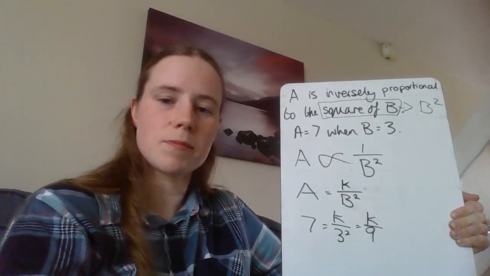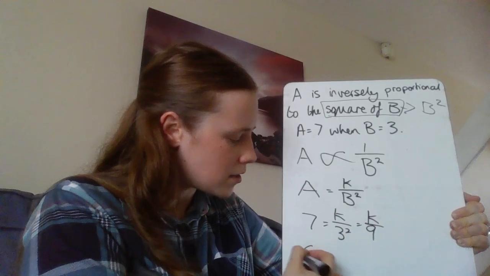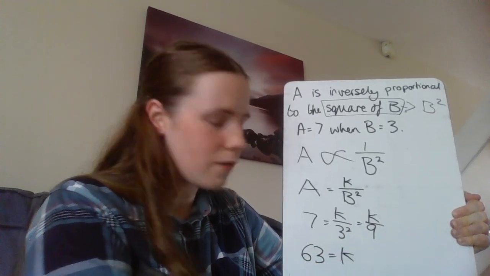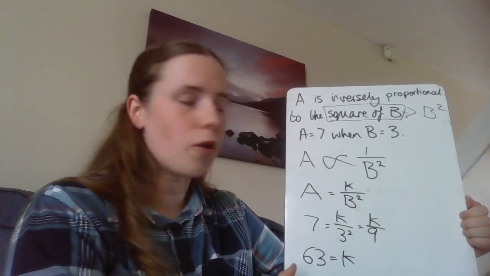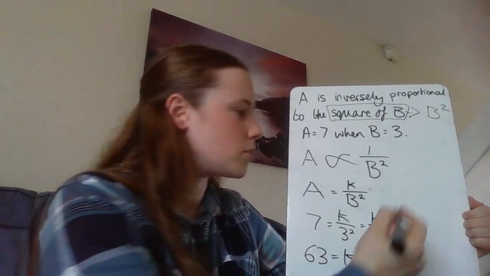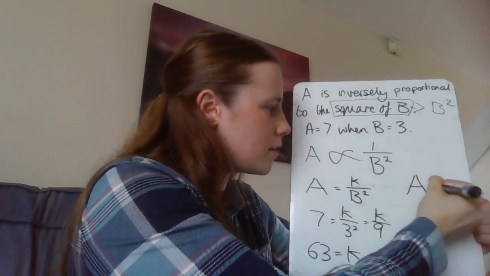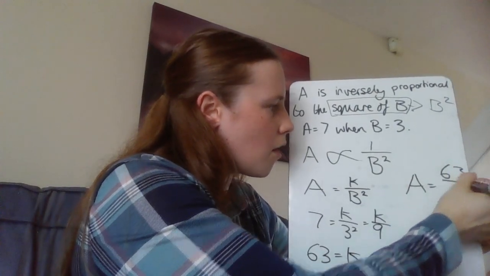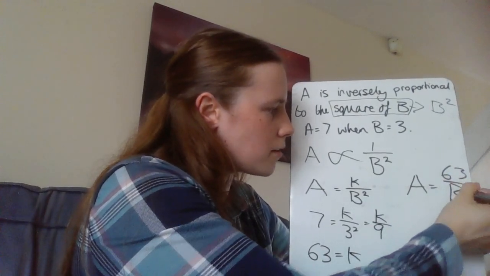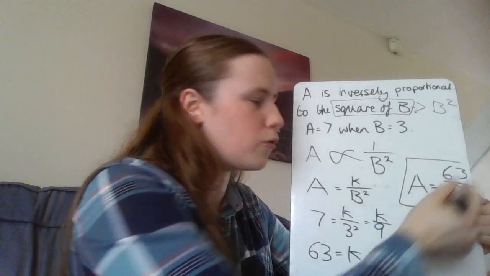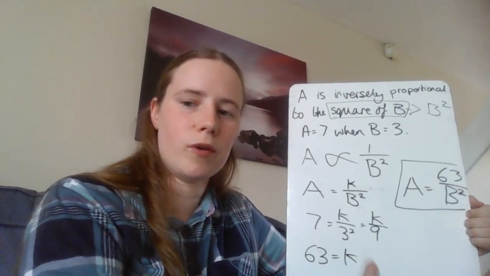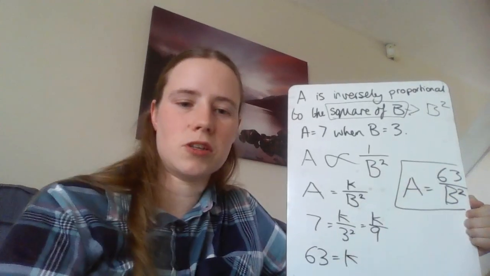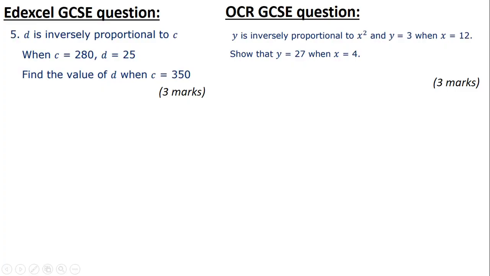I've got to times both sides by 9, so you should get 63 out as the k value. Once you've got 63 as the k value, you've got everything you need for the form of the equation. So I can say that a is equal to 63 over b squared. Okay, and that is going to be the formula I can use. And if I then got given a value of a and asked to find a value of b or vice versa, I could use substitution to work that out.